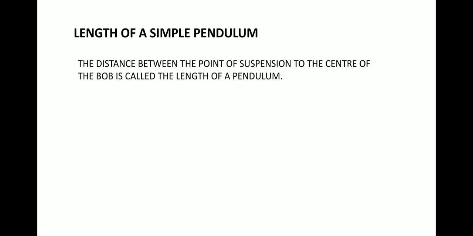Next is the length of a simple pendulum. As discussed earlier, length is the distance between the point of suspension and the center of the bob, and it is denoted by capital L, and its unit is meter in SI units.